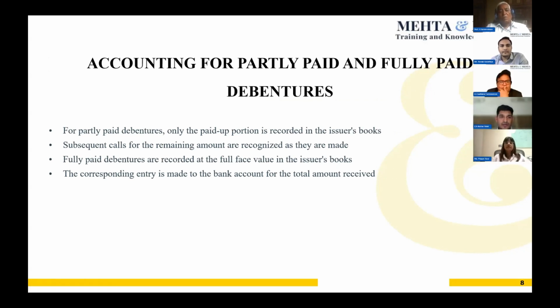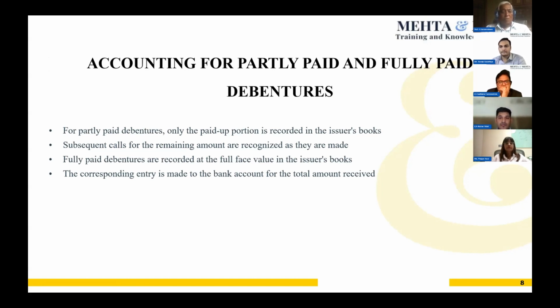So, good morning, everyone. Myself, CA Akshar Patel, and I will be taking you through the accounting and taxation aspect throughout the presentation whenever it comes. As Ronak explained about the issue of debenture and some background of the debenture, I will be explaining the accounting treatment of the debentures.